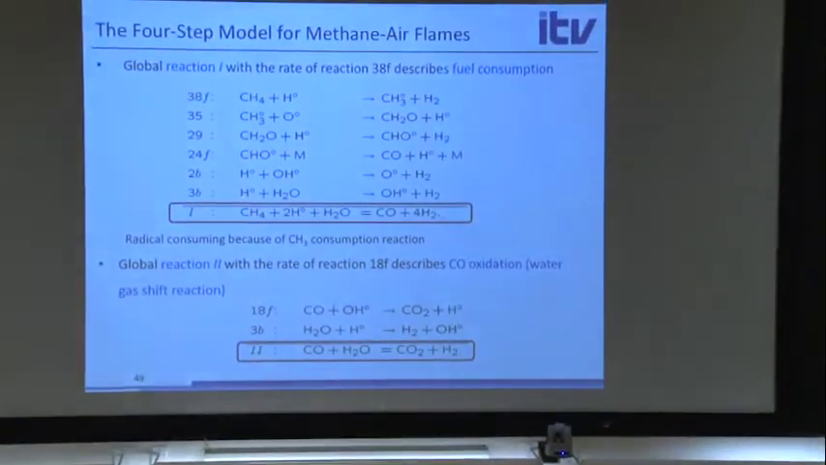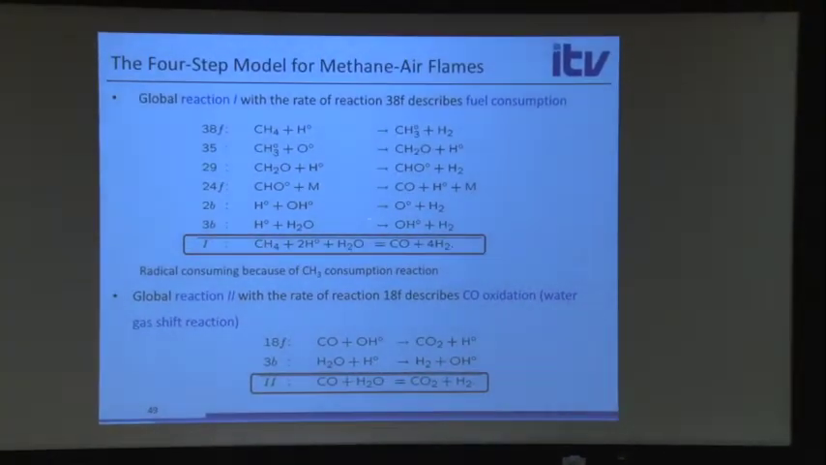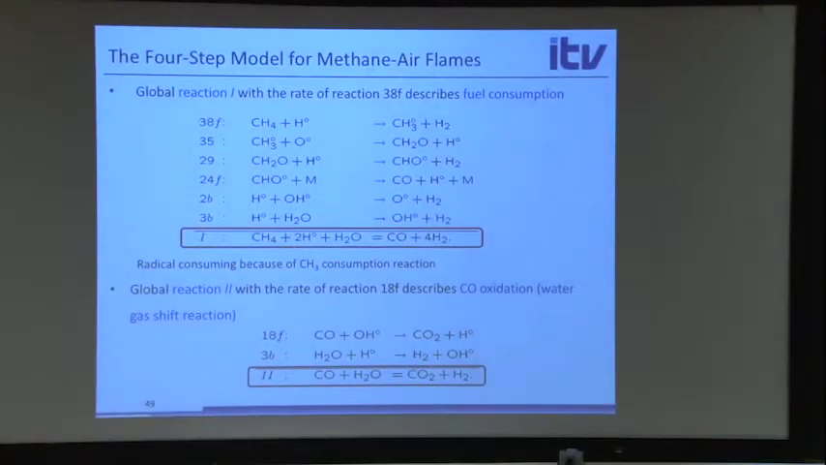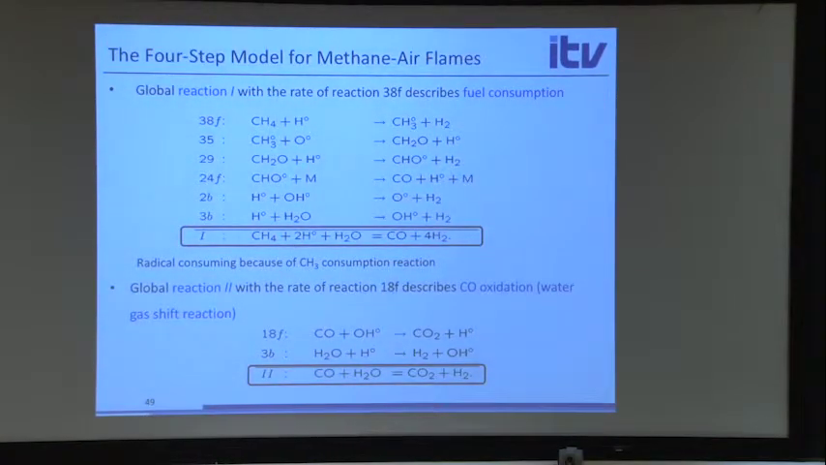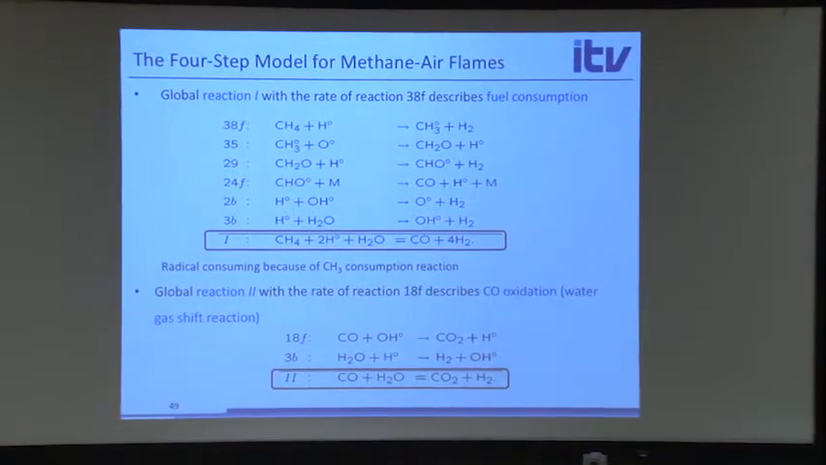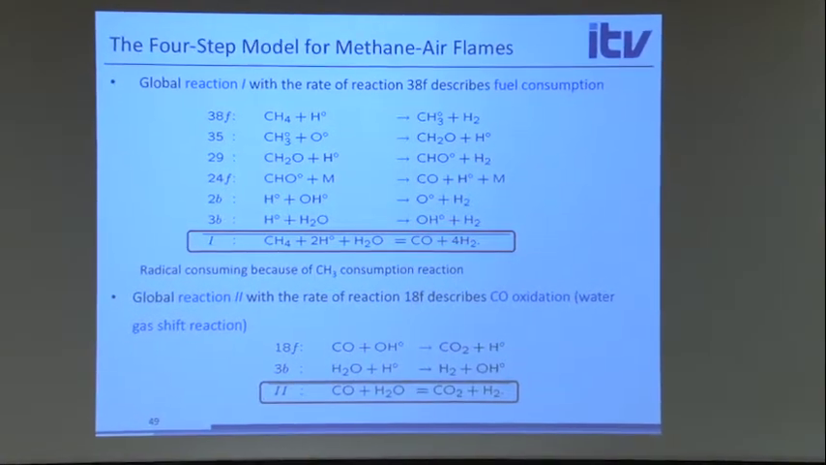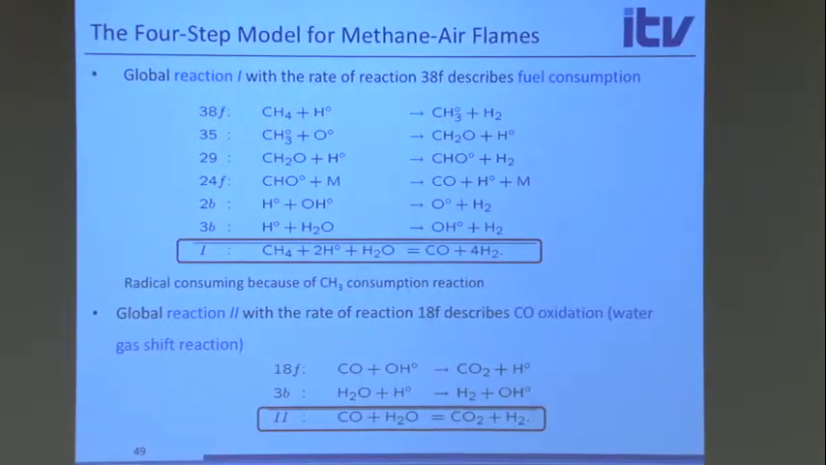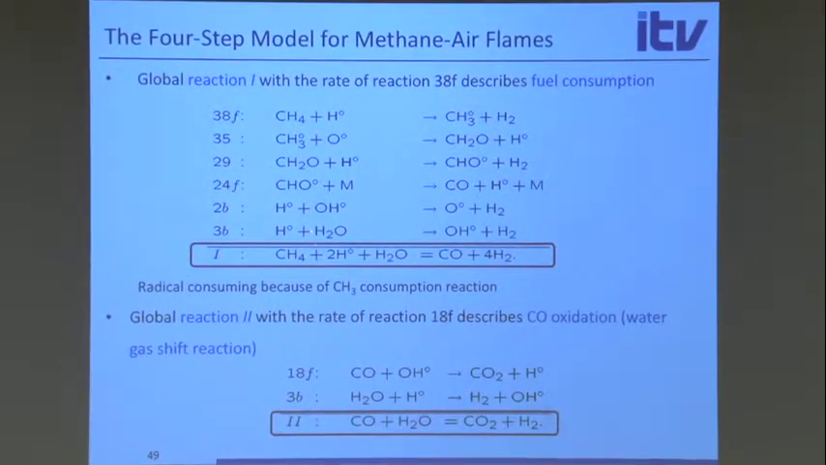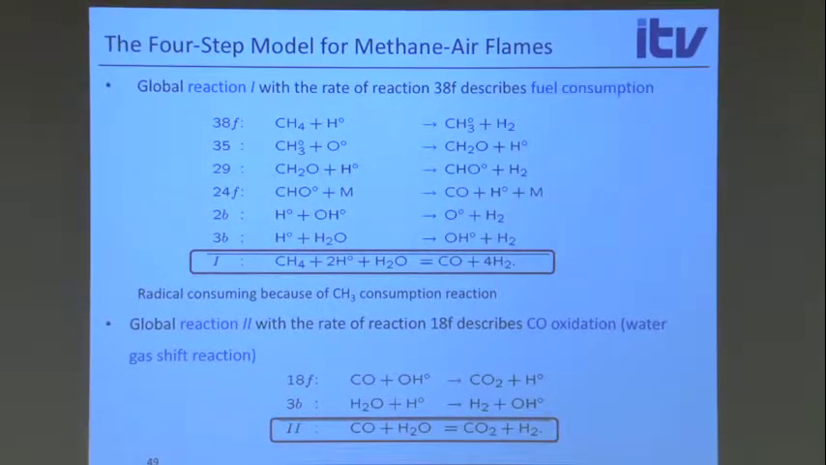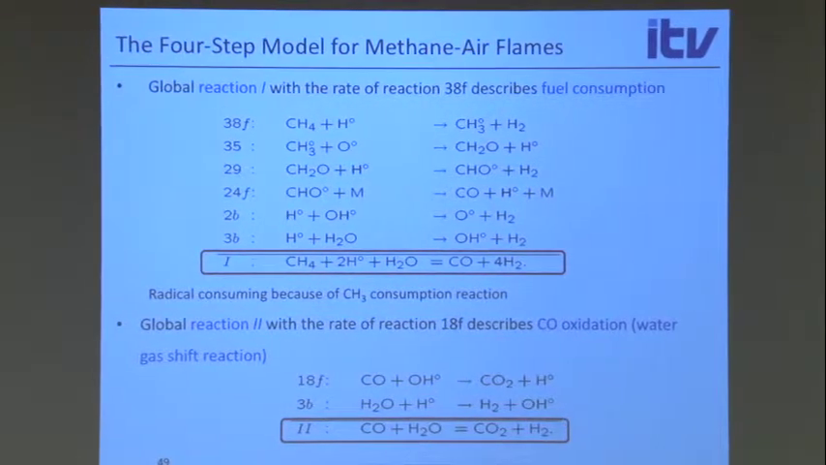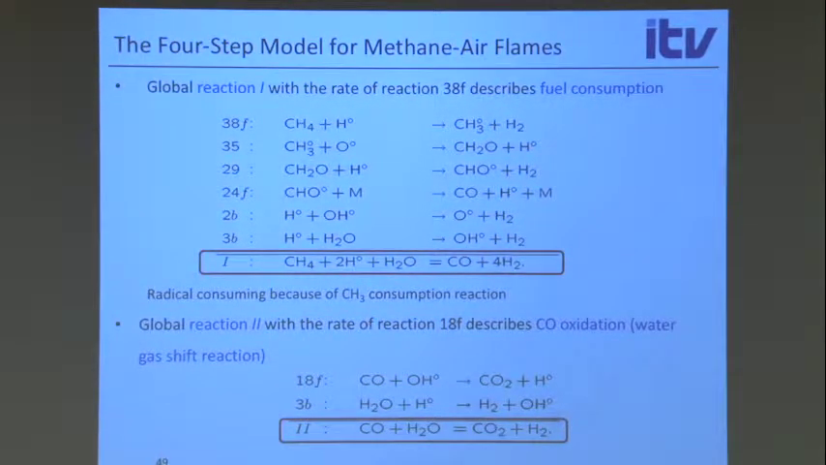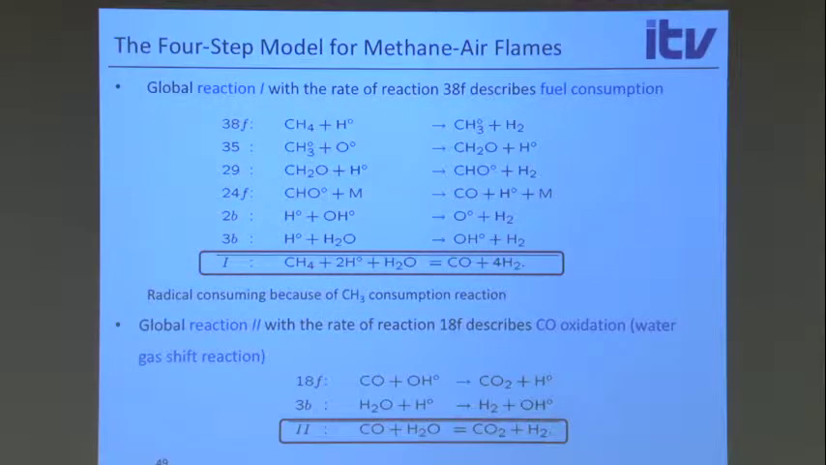Yes, the radicals go away. In order to convert one CH4 to CO, you need two radicals. You need to pay a high price, okay? The CH4 comes and says, okay, I'll do this, but it costs you two radicals. So you have to put money on the table, or radicals on the table. So methane flame speeds are not very high. Okay, now you know why. It's very simple. It consumes radicals.